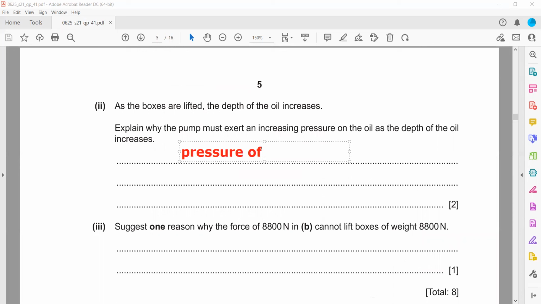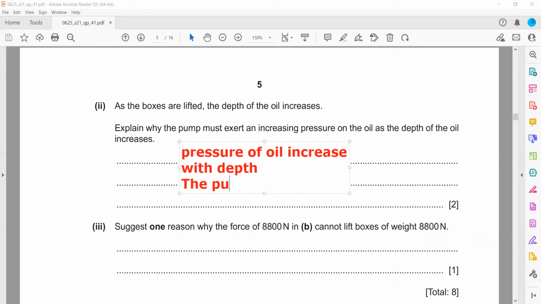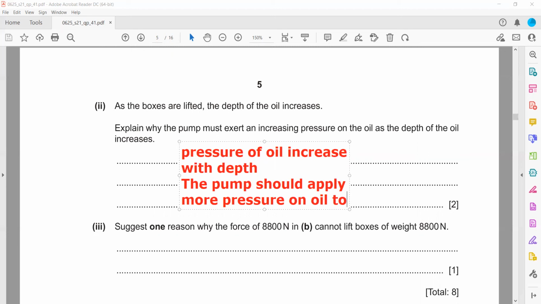The pressure of oil increases with depth, or you can say height. So the pump should apply more force or apply more pressure on oil to lift the weight.